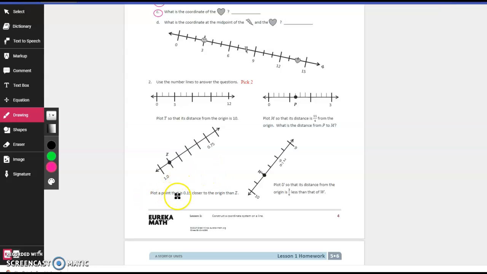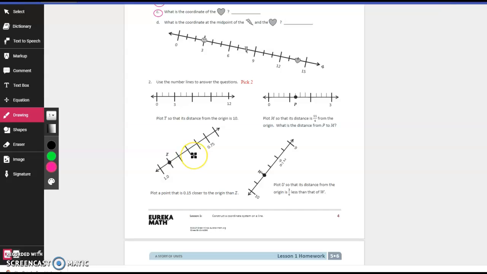This one down here: plot a point that is 0.15, 15 hundredths, closer to the origin than Z. Well, here's 1. This is one whole. Pay attention to the way the number line goes. This is not the origin. This is 1. If you go down here, somewhere this way is going to be the origin. You can see that this is 1 and then this is 0.75. So these are decimal amounts.